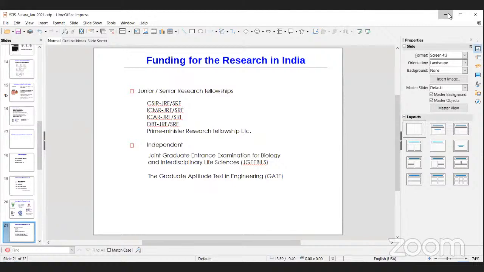He also did his BSc and then MSc, and then he qualified NET, SET, and GATE, and he joined the IIT, and now he is working as an assistant professor. So in research, there are several opportunities. He had already explained that. So if you want to ask any clarifications, you can use the chat box.